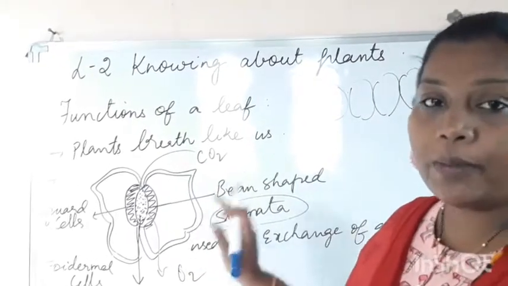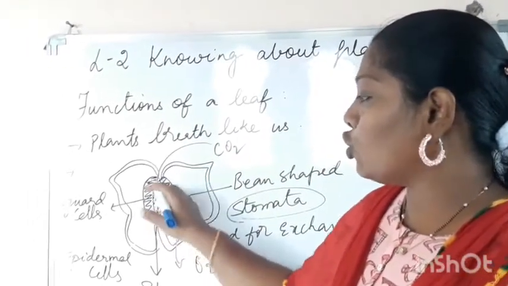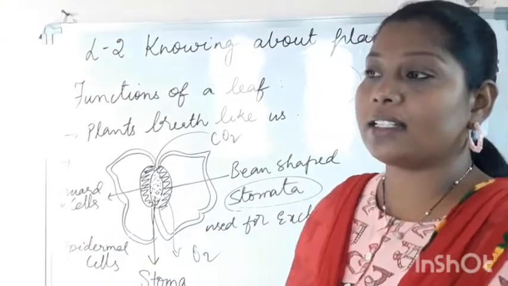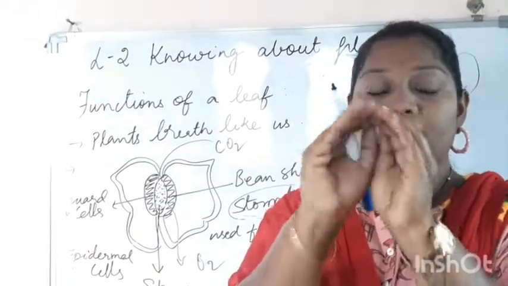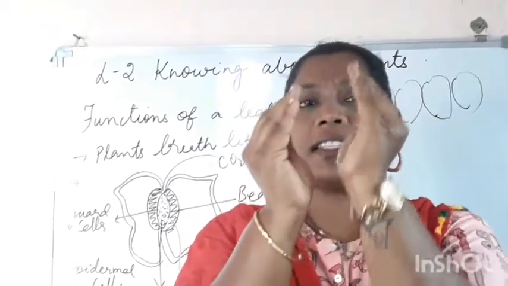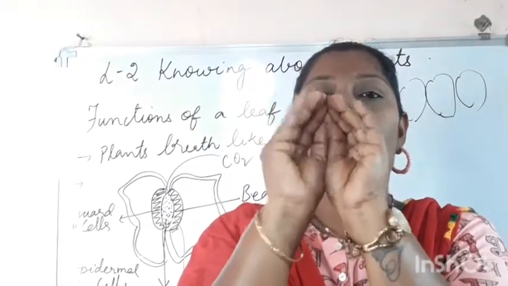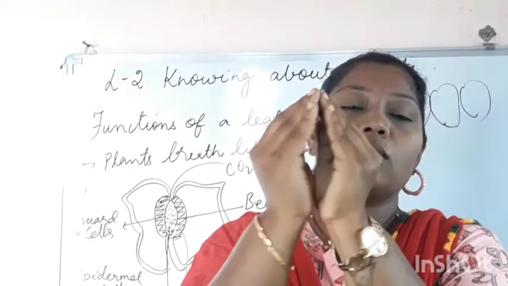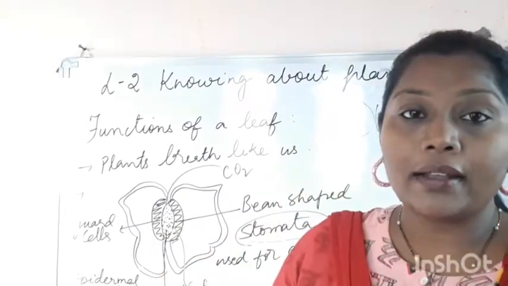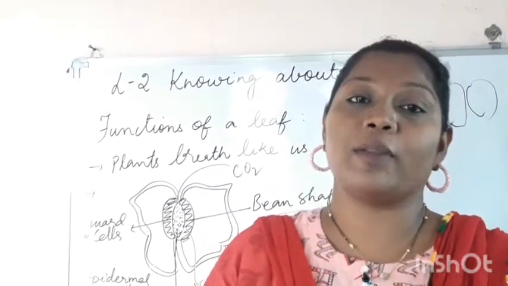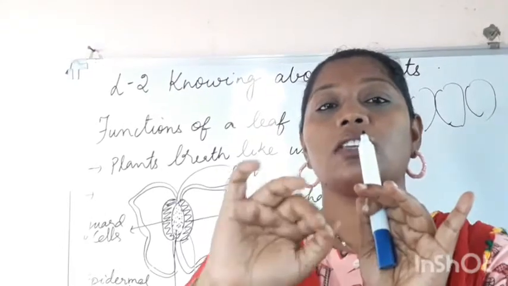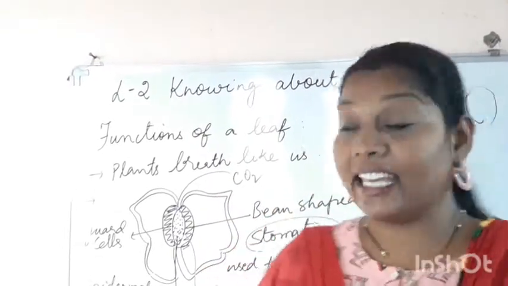How is this stomata present? This stomata contains two door-like cells, which are called guard cells. Means they are guarding the stomata like this. For example, if you think this is the structure of the stomata, this is one guard cell and this is one guard cell. So what will they do? They will open and they will close. While they are opening and closing, what happens? The exchange of the gases takes place. While they are opening, the carbon dioxide goes inside and the oxygen comes outside. Then they will close again.